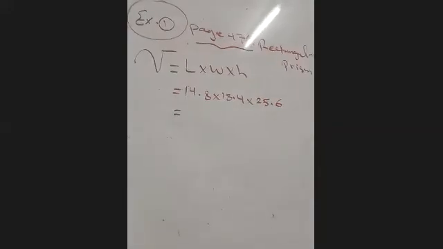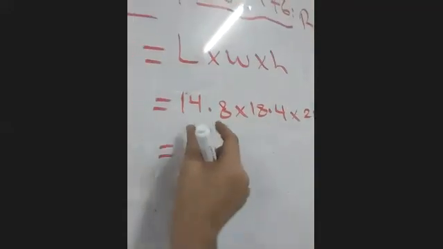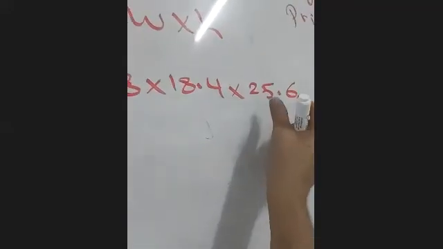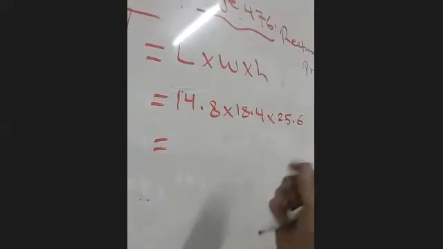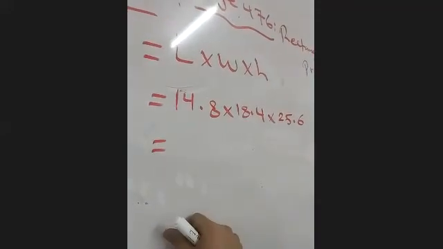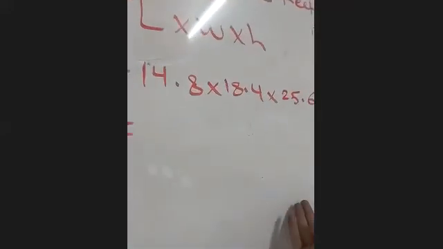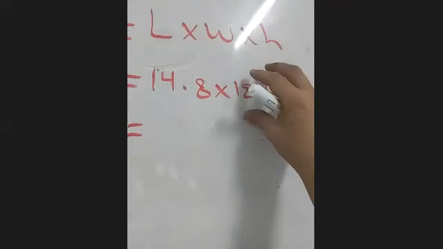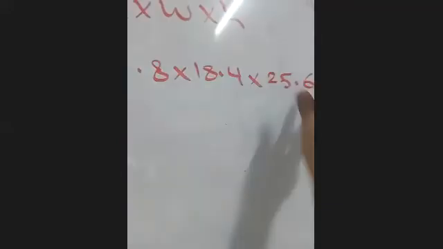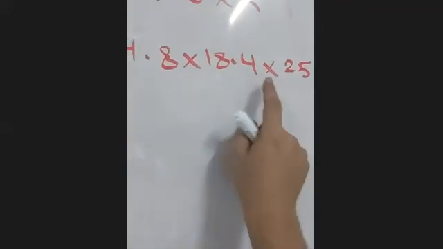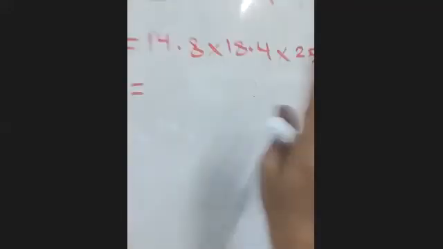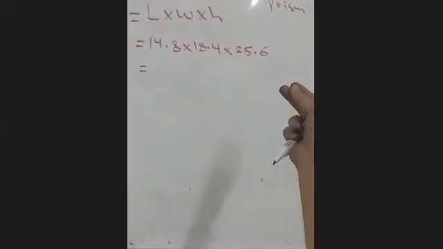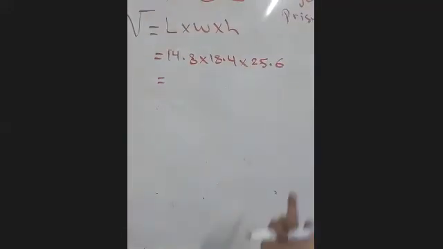I will ask you a question. If I put 18.4 here and 14.8 here and 25.6 here, does it make a difference in multiplication? No. In multiplication, no. So it's okay, guys, if you put this number first, this number here. As soon as it's multiplied, we don't care about the arrangement of the numbers.